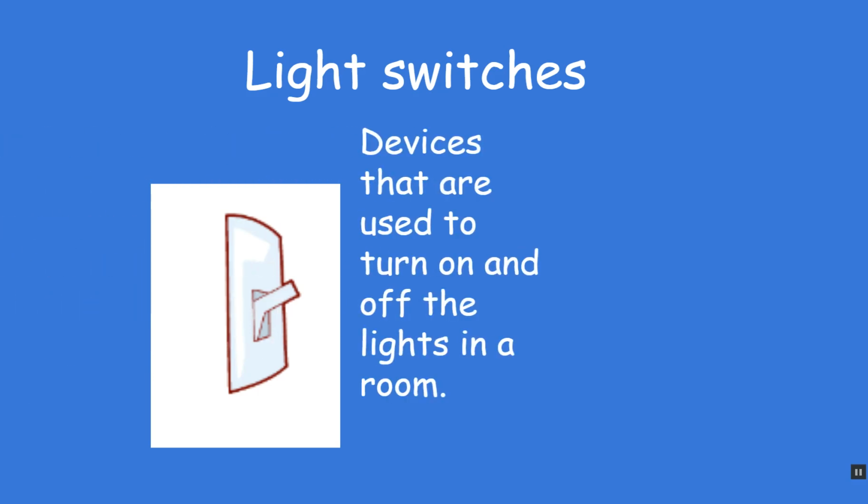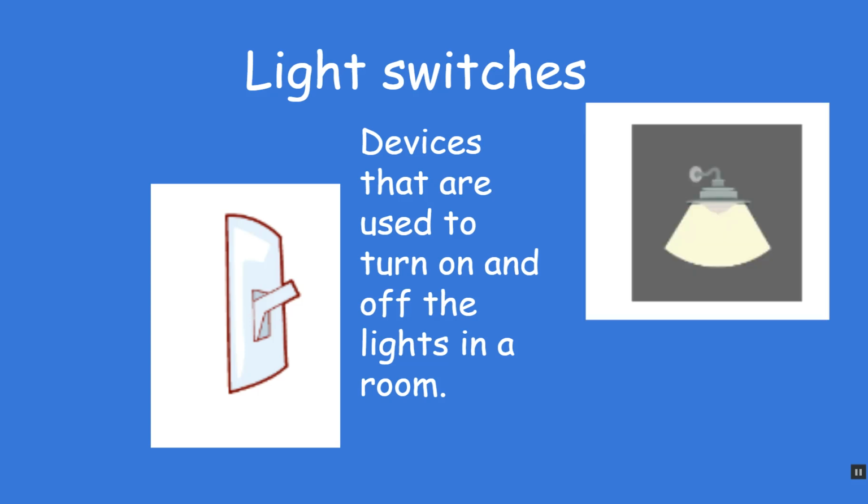The light switches. Light switches are devices that are used to turn on and off the lights in a room. There's the light. So you use the light switch to turn on the light. Lights are in every room of your house.